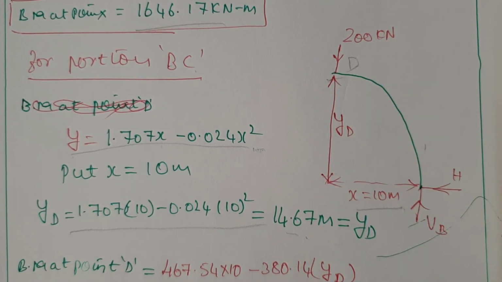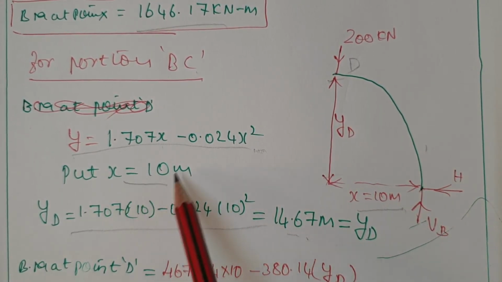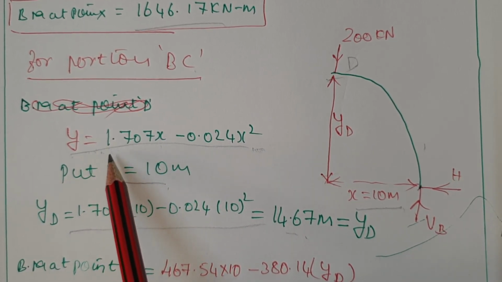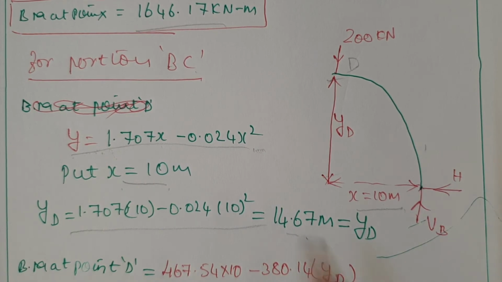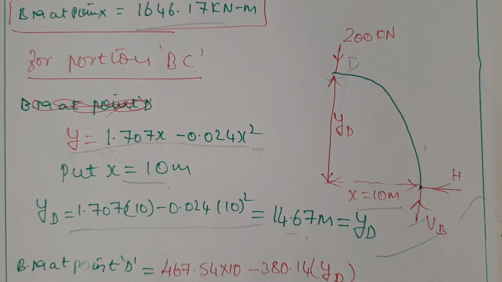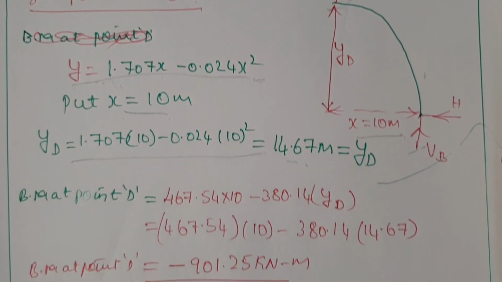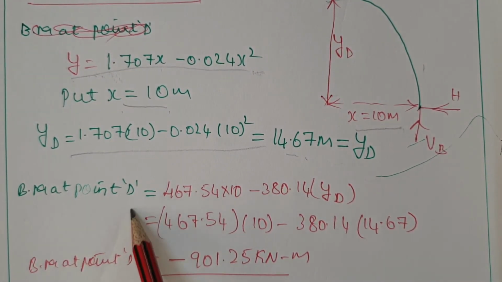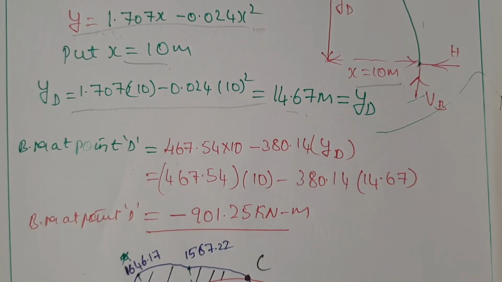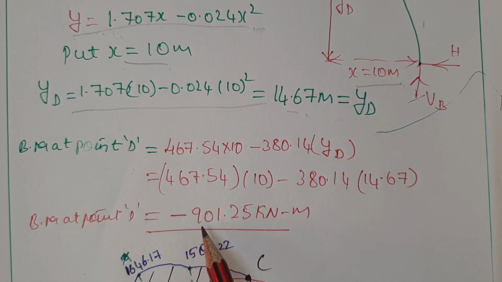Okay, you know YD value, how to calculate: substitute x value as 10 meter in the Y equation, and this rise equation we have to consider such that it should be for the portion B to C, because of different level. Then bending moment at point D, it is the same procedure what we followed for the previous one. Then you will get the value as minus 901.25 kilonewton meter, where negative sign indicates it is a maximum negative bending moment what we got.